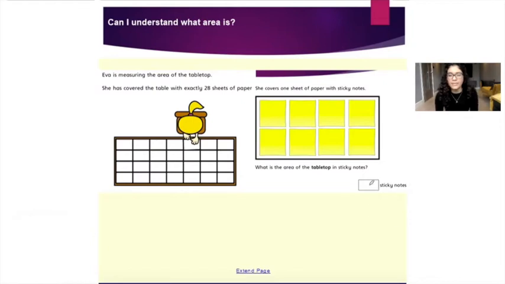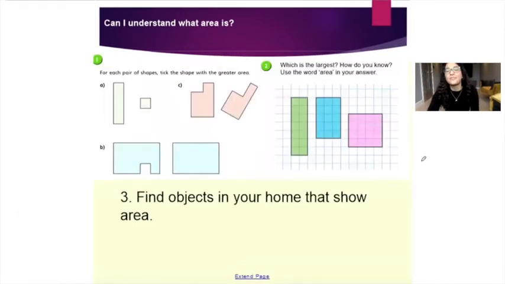So all together then, what did we say? How many sticky notes? 8. So well done if you got that correct. This is your independent work then to do.